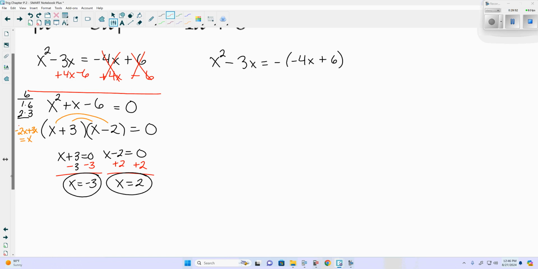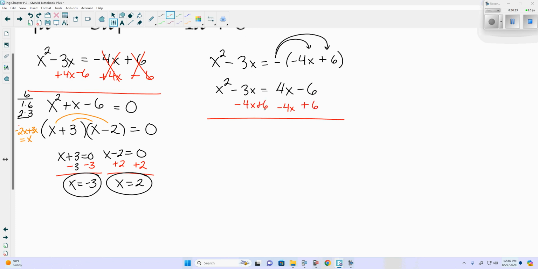Now we have the other side. Before we can start adding or subtracting things from both sides, we will have to apply the negative to both terms. Our -4x is going to be positive 4x. When we apply the negative to positive 6, we get -6. And now that we've applied that negative to both terms, we can get this equal to 0. So the first thing we can do is subtract 4x. We can also add 6, telling us that we have x squared minus 7x plus 6 is equal to 0.